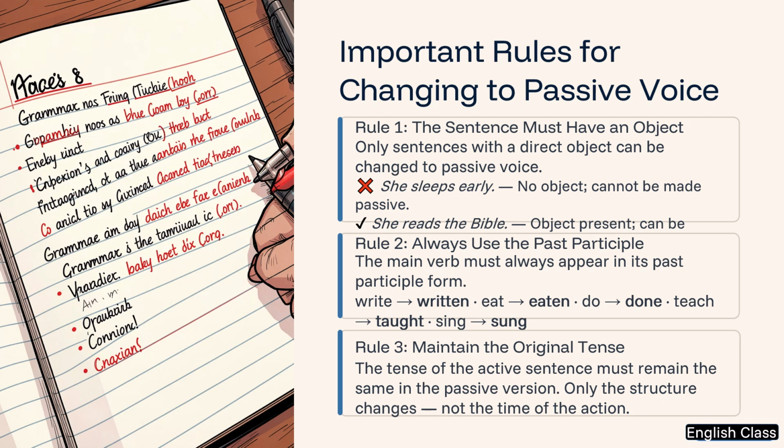Now rule number three, maintain the original tense. The tense of the active sentence must remain the same in the passive version. So you just have to understand that. What that means is use the original verb tense. Only the structure changes, not the time of action. Good.